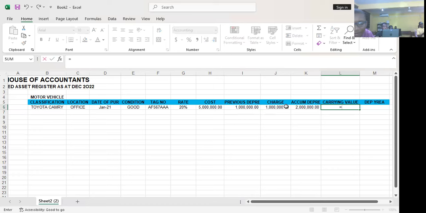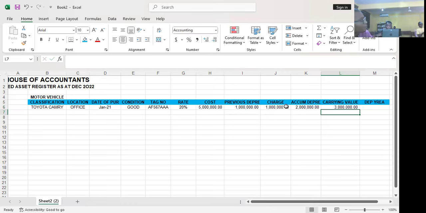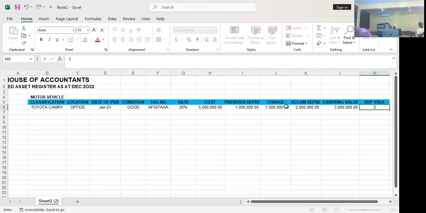The carrying amount will now be cost minus what? Minus Akum depreciation. So 3 million will be what we are going to have in the statement of financial position. Are we good to go? That's the carrying value. The last one is just for you to state how many years have I depreciated so far? I have depreciated this asset for what? For 2 years. It asks how many remaining, 3 years.